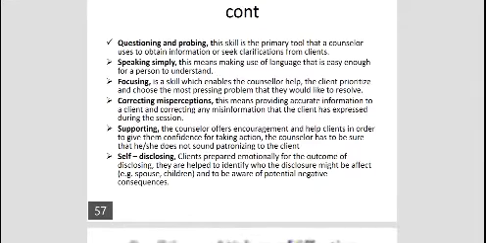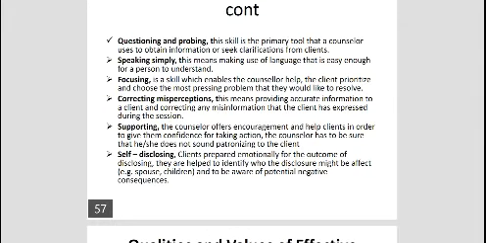Next, there is speaking simply. This means making use of language that is easy enough for a person to understand. Then we have focusing, a skill which enables the counselor to help the client to prioritize and choose the most pressing problem that they would like to resolve. There is correcting misperceptions. This means providing accurate information to a client and correcting any misinformation that the client has expressed during the session.